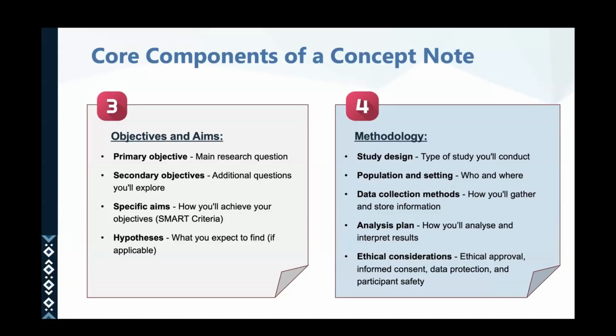And then very importantly, you must also clearly outline any ethical concerns. How are you going to get ethical approval? Which committee are you going to be submitting it to? Do you even need ethical approval? Are you going to obtain informed consent, and what are the modalities that go into that? Are you going to protect the data? What are the privacy and confidentiality implications? And how do you guarantee the safety of the research participants?